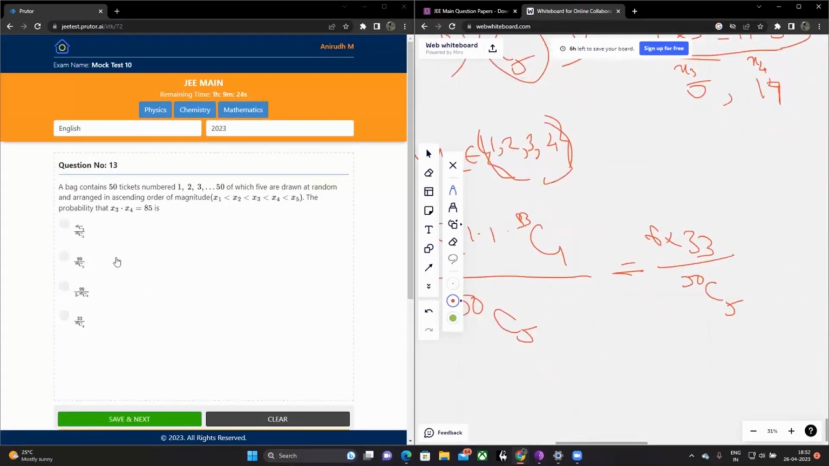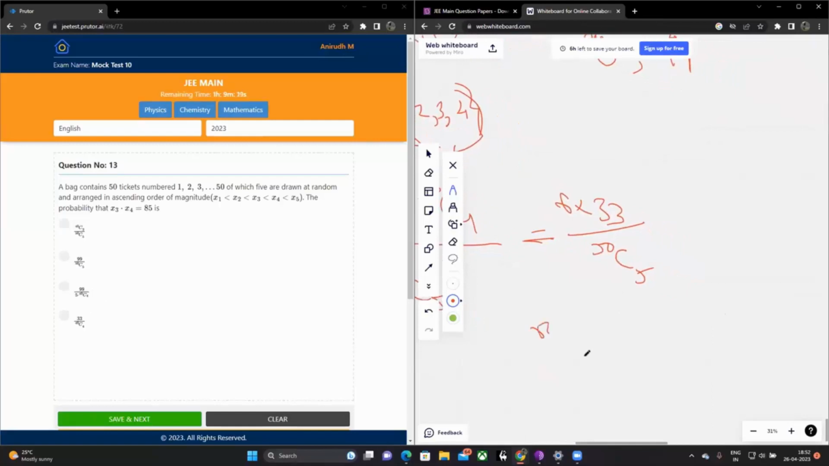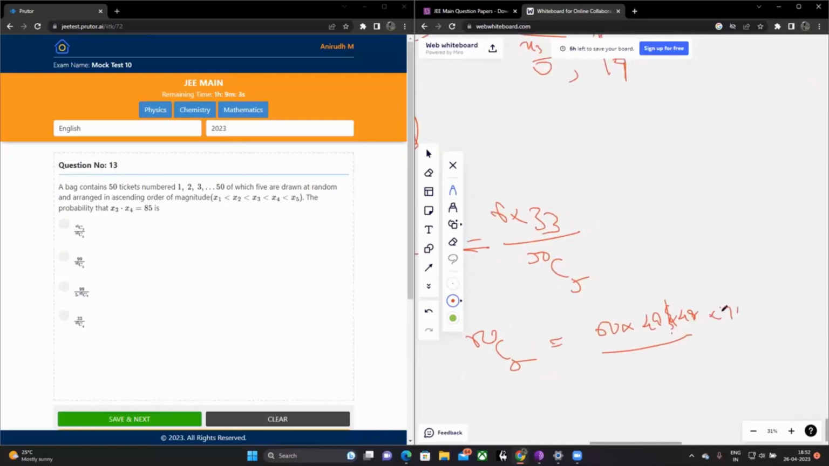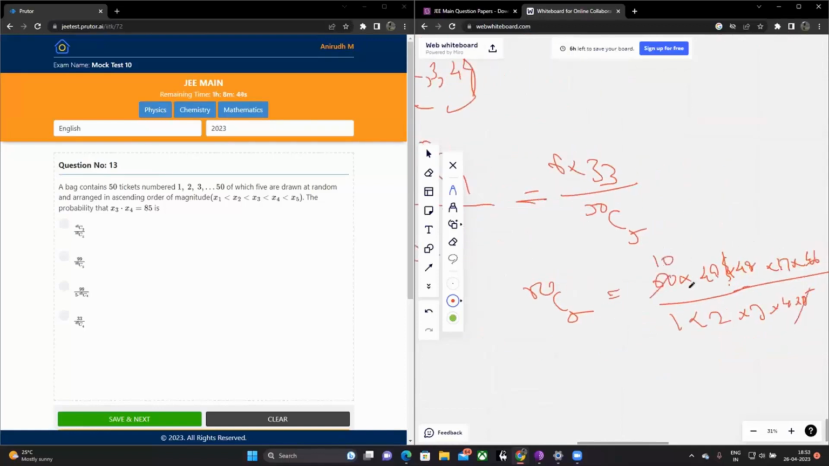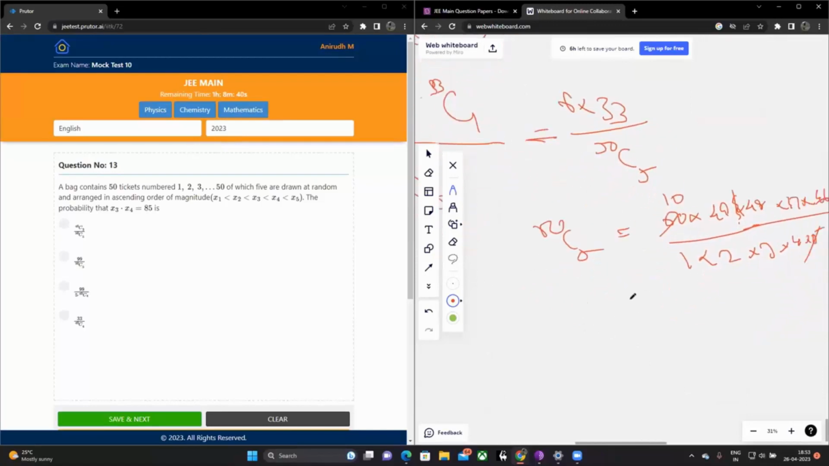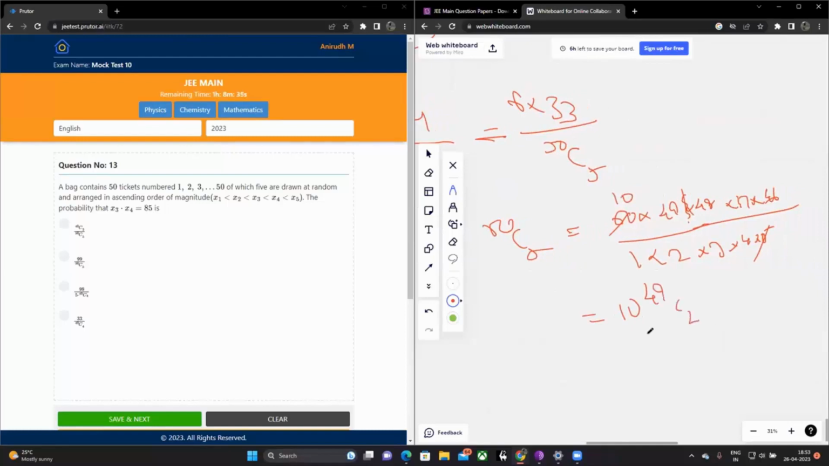I'll basically try to simplify this. I'll check if C is the option, right? 50 C5 can be written as 50 into 49, 48, 47, 46 divided by 1, 2, 3, 4, 5, right? Where we take this out is 10 times this. Yeah, got it. So the 50 C5 is basically 10 times 49 C4, right?